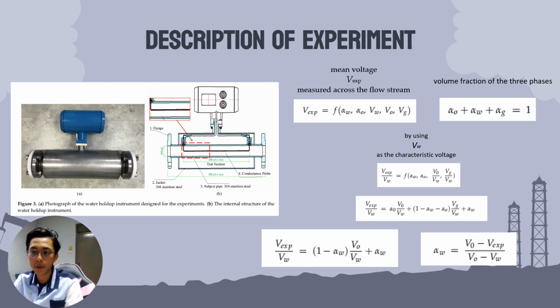As shown in the picture is an instrument for water holdup that has been designed for the experiment. The relationship of water holdup and the mean voltage can be expressed by deriving the mean voltage equation with the volume fraction of the three phases.